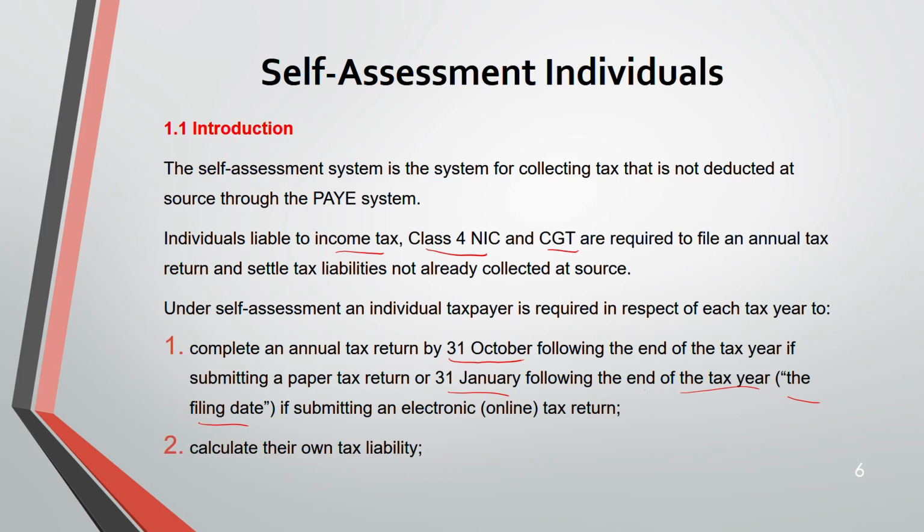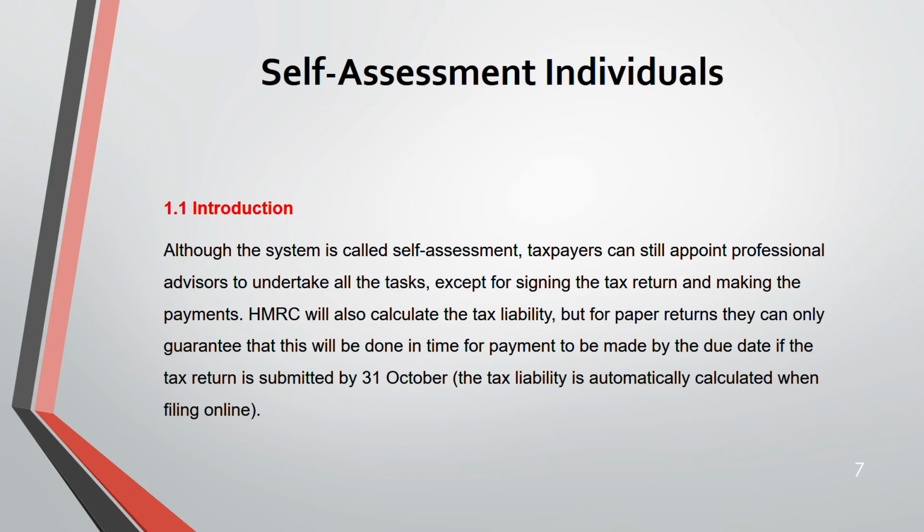Second, you have to calculate your own tax liability. This is the meaning of self-assessment. You are calculating your own tax. Then you settle the tax by the due date. So the system is called self-assessment. Even though it is self-assessment, remember, taxpayers can still appoint a professional to do this task on their behalf. But remember, only the taxpayer can sign the tax return and only they have to make the payment. Professional advisors can calculate the tax for you, but they can't sign the tax return on your behalf, nor can they pay the tax.